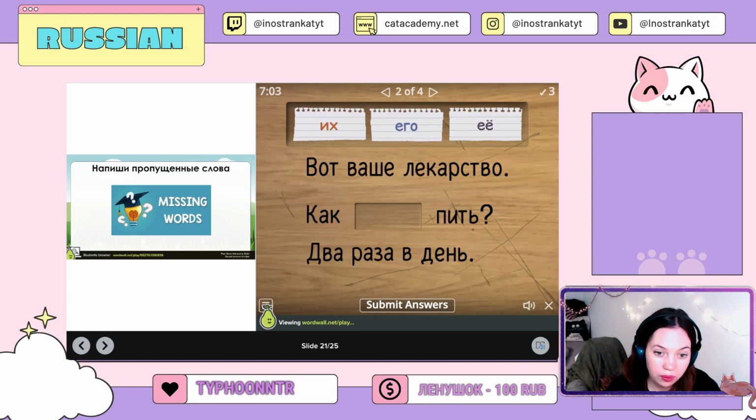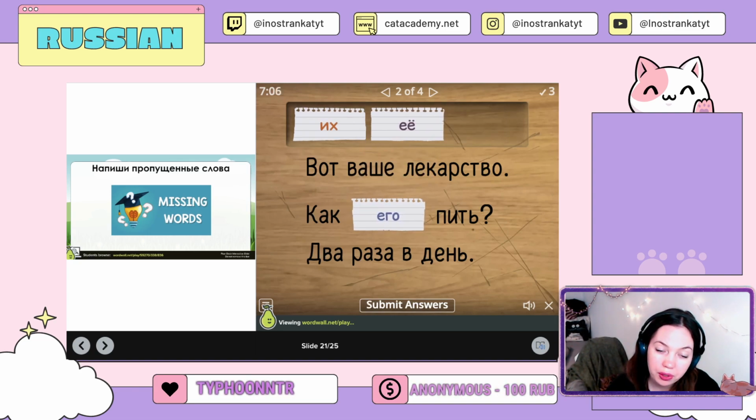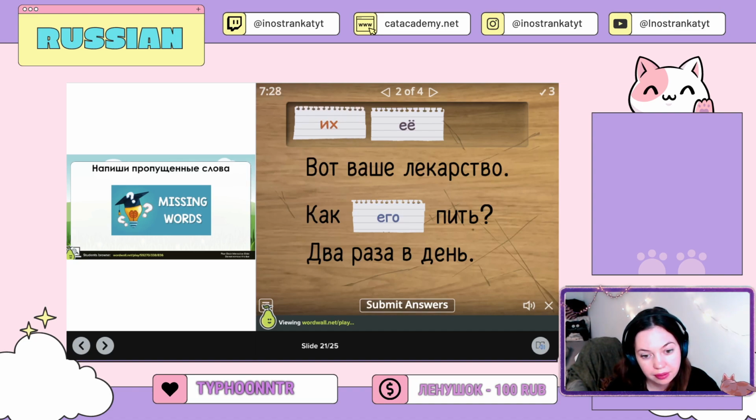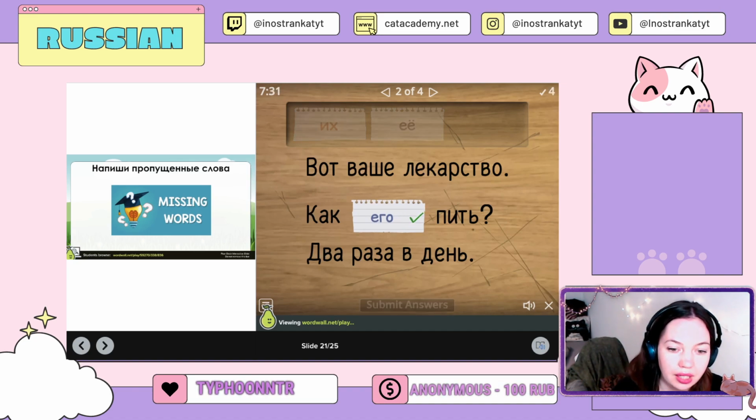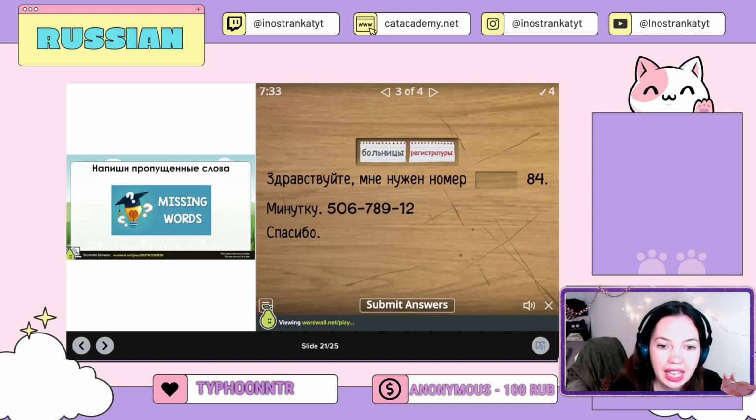So we have его, and we remember from our previous lessons that masculine and neutral gender quite often have the same forms. Как его пить? 2 раза в день. So it is correct. If we had the plural of лекарства, in that case we would have used the plural их instead. Correct.